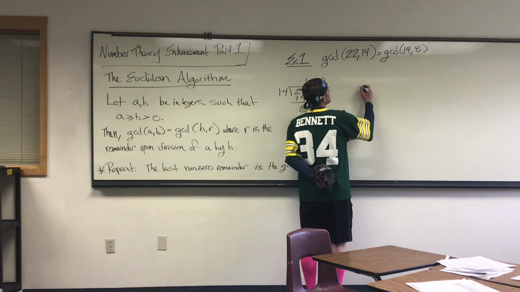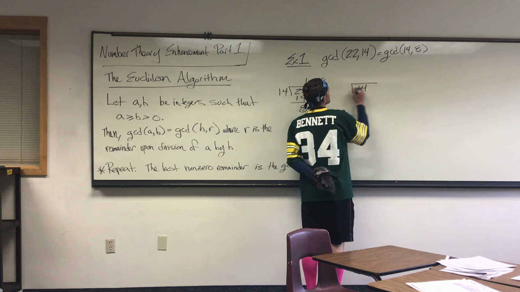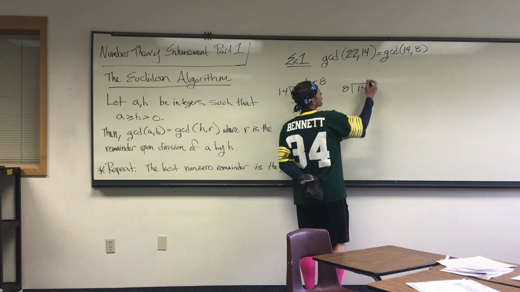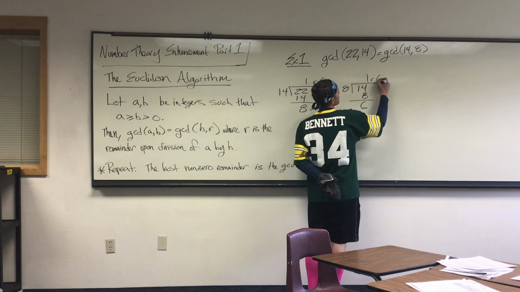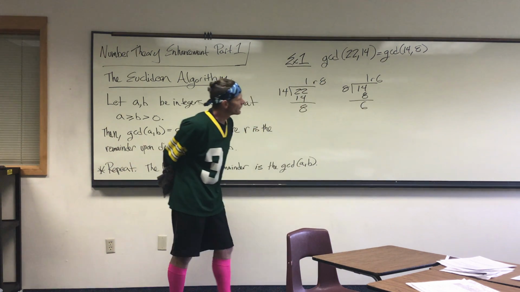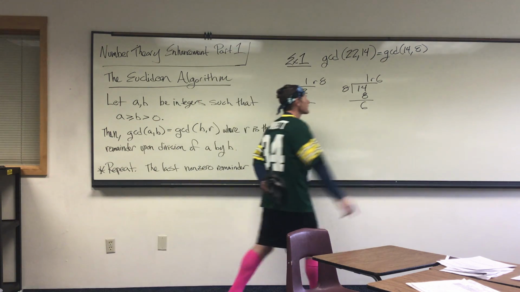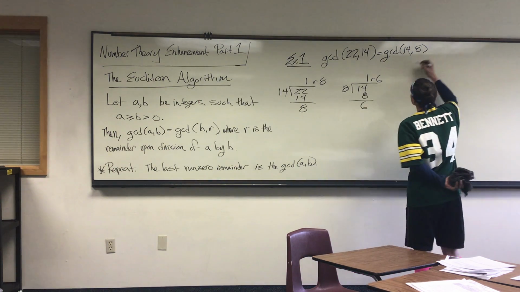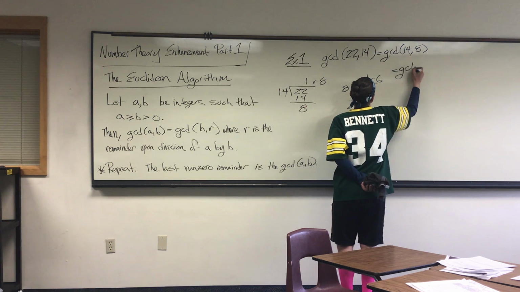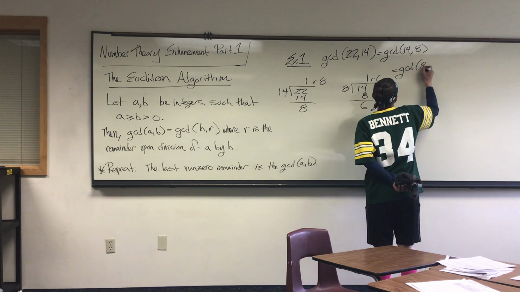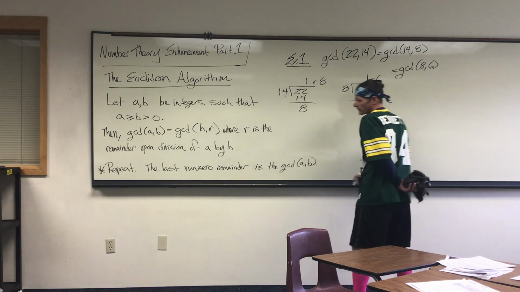We're going to take 14 and we are going to divide it by 8. 8 goes into 14 once, so we're going to subtract 8 away and we're left with 6. Okay? So the Euclidean algorithm says whatever the greatest common divisor of this is, it is also the greatest common divisor of 8 and 6. So we do it again.